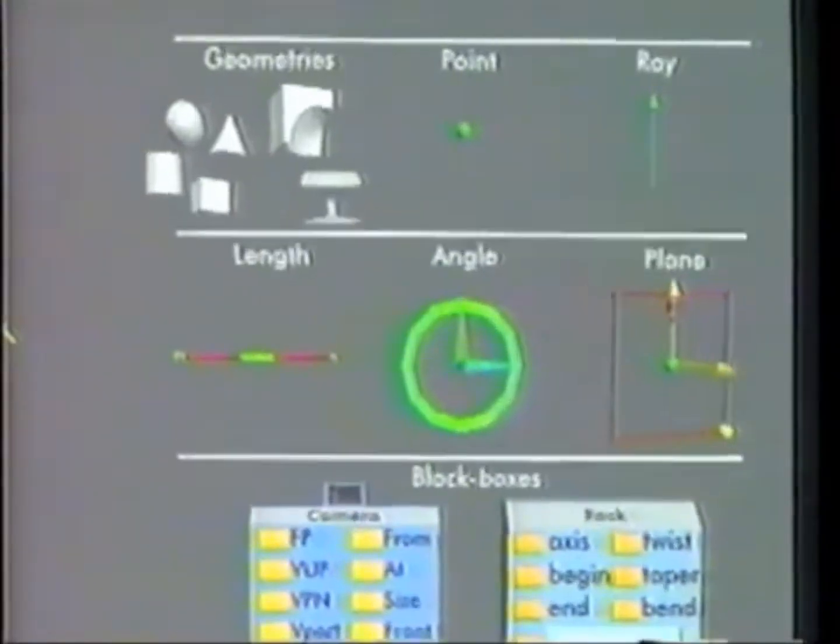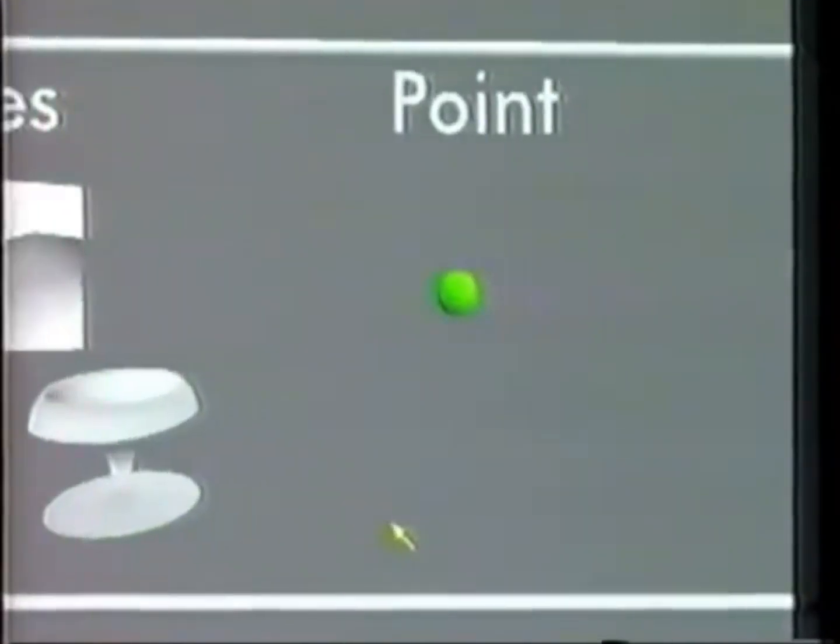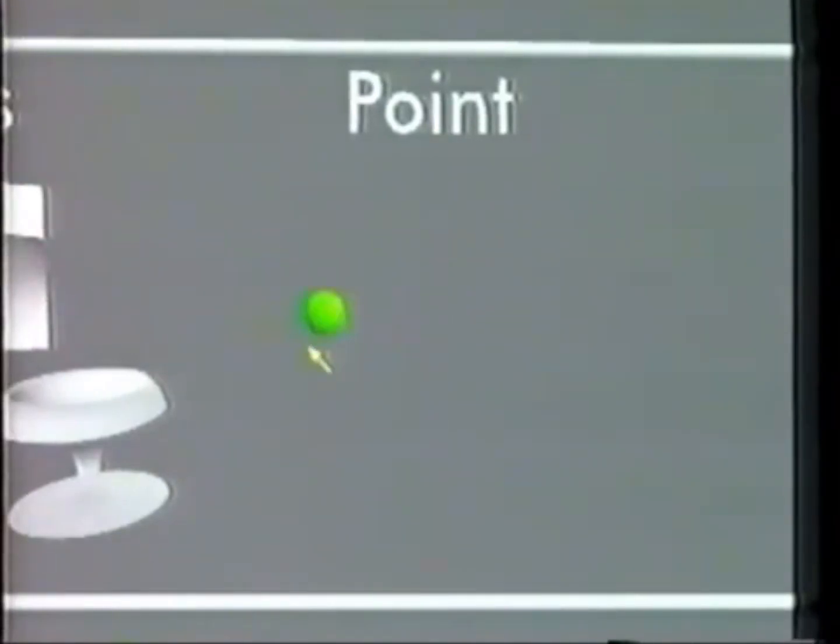Let's look at the first row of widget primitives. All the traditional objects in our modeler, primitive solids, CSG combinations, sweeps, and patches, can be used with the widget primitives as a final geometric representation for underlying widget constructions. We collectively refer to these modeler objects as geometries. The point primitive represents a single parameter, a three-space position. The ray primitive's single port represents two parameters, a position and an orientation.